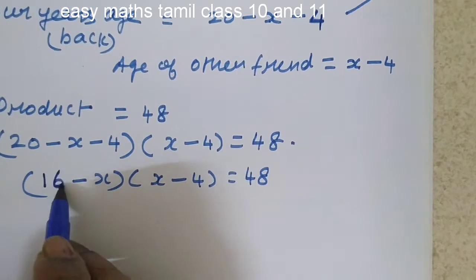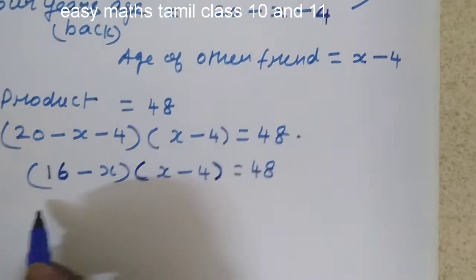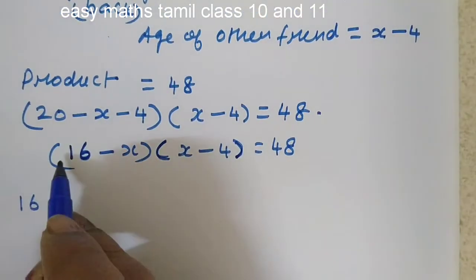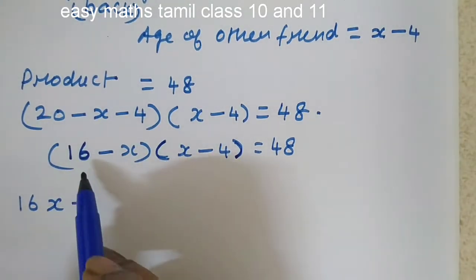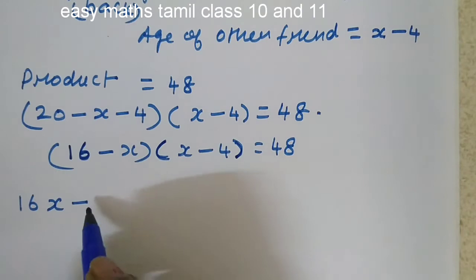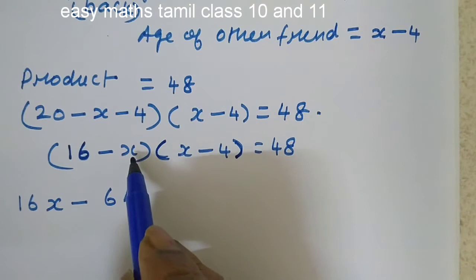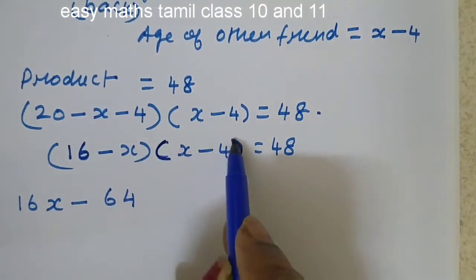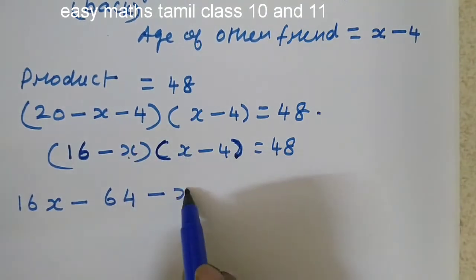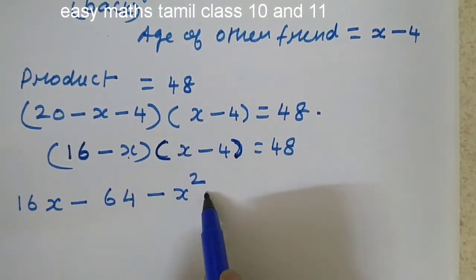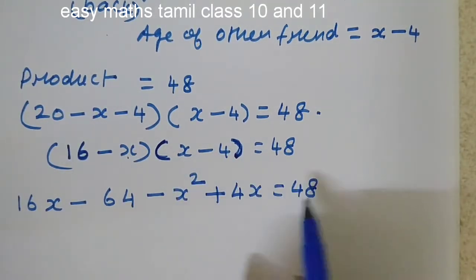So take the first term and multiply with the values inside the bracket. 16 into x is 16x, plus into minus is minus. First multiply the signs, after that multiply the numbers. 16 into 4 is 64. Now take the second term and multiply with the values inside the bracket. Minus into plus is minus, x into x is x square, minus into minus is plus, x into 4 is 4x, equal to 48.